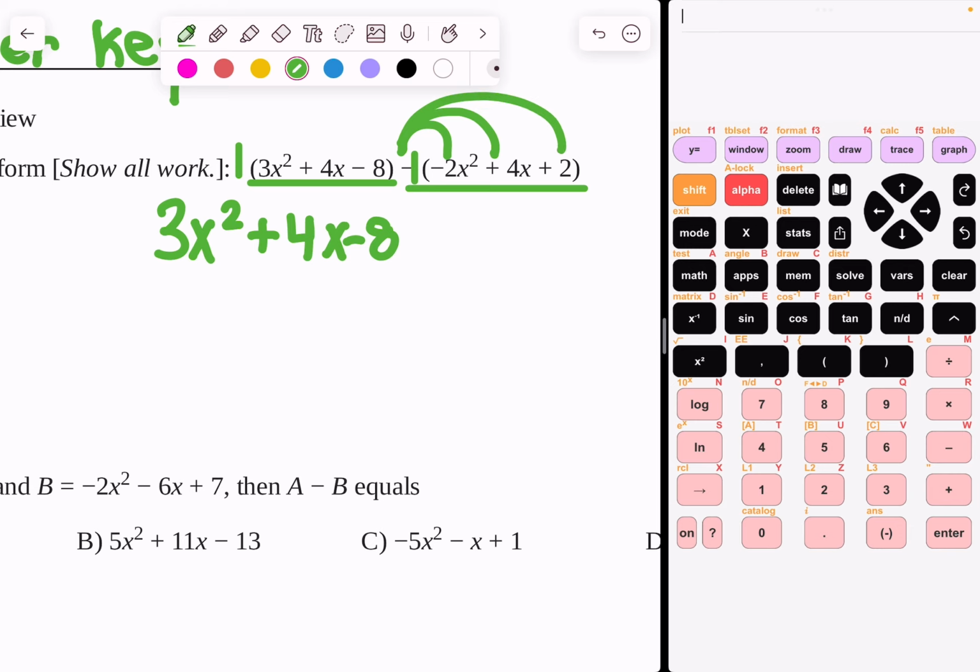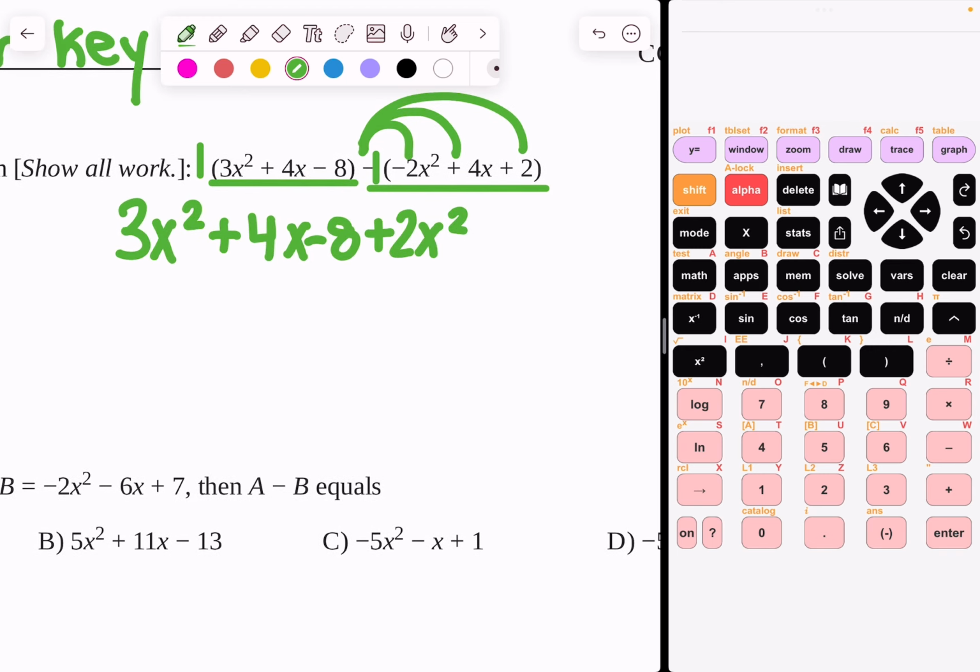So negative 1 times negative 2x squared is positive 2x squared. Negative 1 times positive 4x is negative 4x. And negative 1 times positive 2 is negative 2. And now we could start combining like terms. 3x squared plus 2x squared is 5x squared. Do not change the x squared.